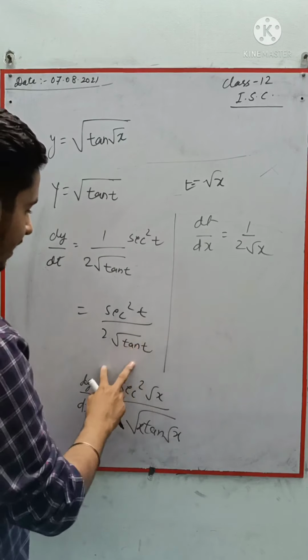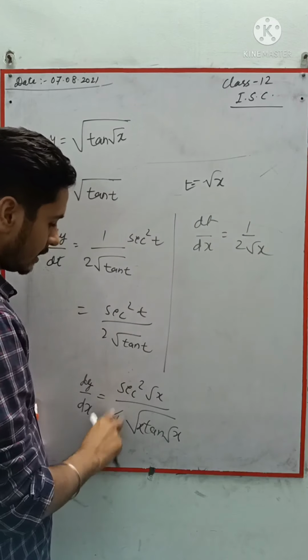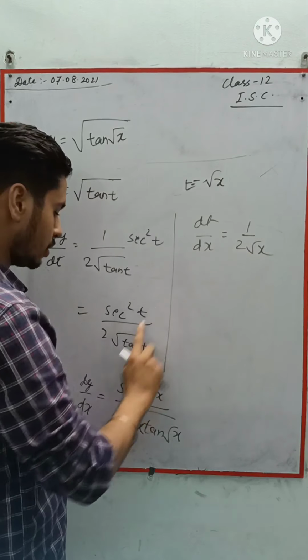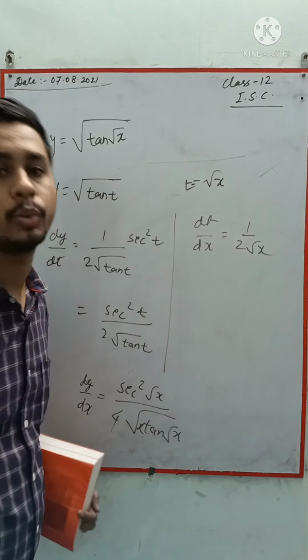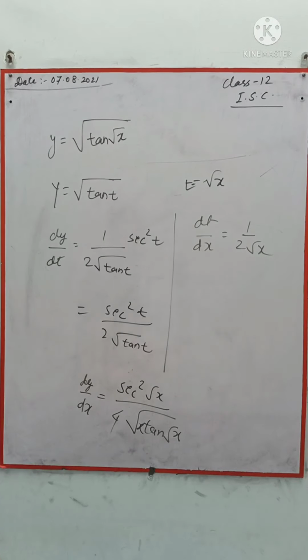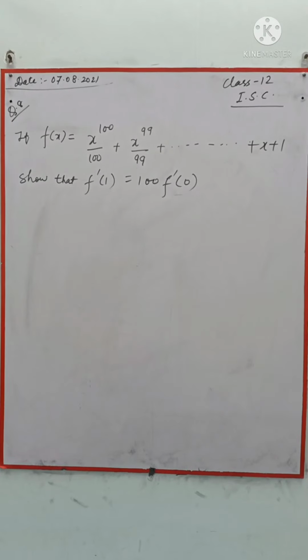Are you getting this? I have multiplied these two. 2 2s are 4 here, and this is in root, this is also in root. So root of x tan, and then this t root x. Okay, so that is how we have done. Alright, moving on to the next question.